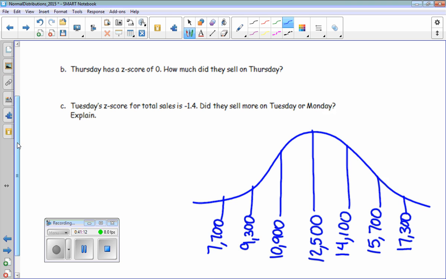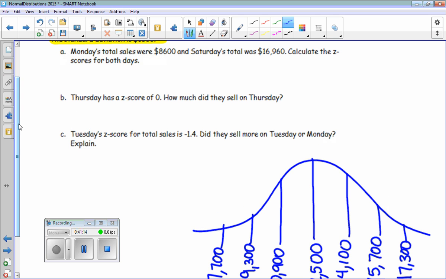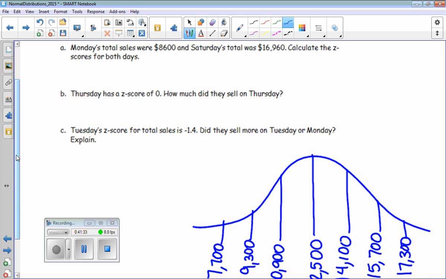That's important. So it says Monday's total was 8,600, and Saturday's total was 16,900. Okay? Are either of those unusual values according to what I've drawn on my normal curve? They're not unusual because nothing's below 7,700, nothing's above 17,300.